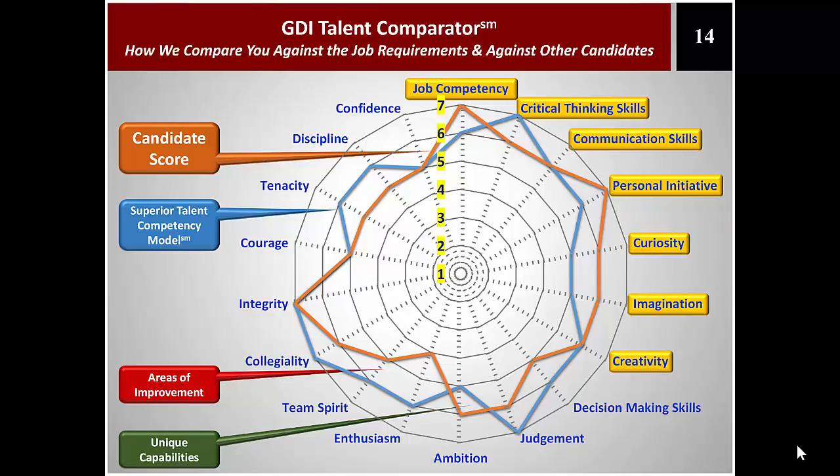We'll establish first-year goals. And the reason we do this is when we interview you, we will share with you this superior talent competency model, so there should be no question in your mind what the client, your future employer, expects of you. We believe hiring is a two-way street.